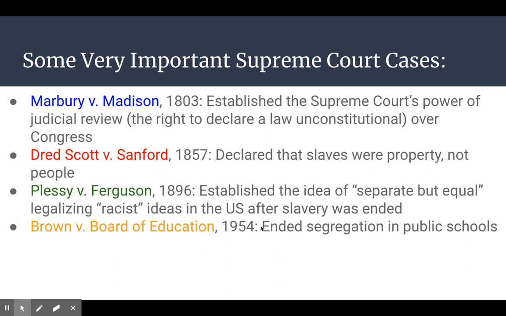I don't know if you ever saw that movie, Remember the Titans, about integrating schools. My dad grew up in North Carolina during this time period, and he remembers when his high school was integrated.